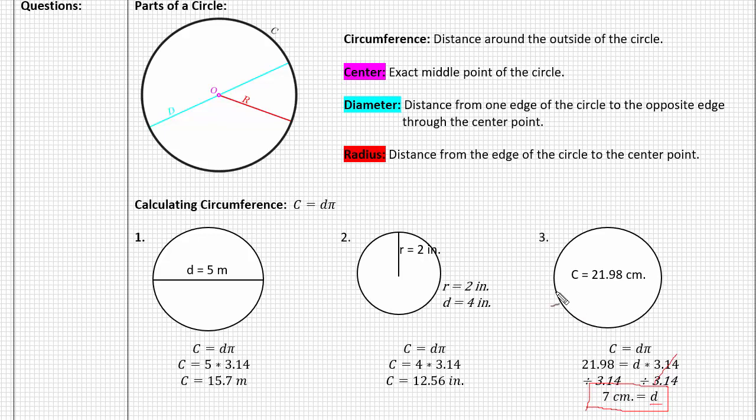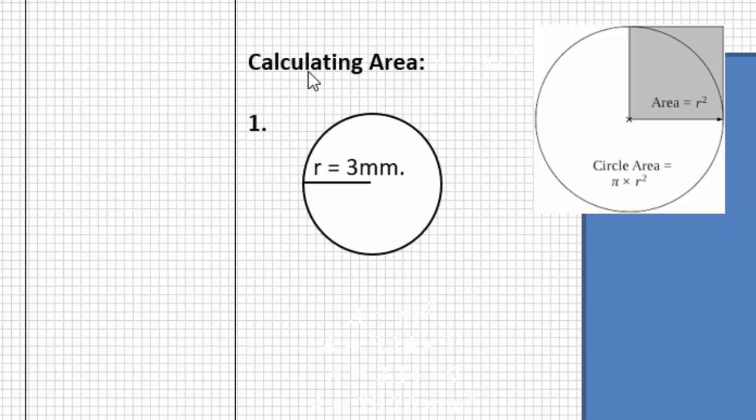That means from one edge to the other edge of the circle, using a straight line through the center point, that measurement would be 7 centimeters. Let's try calculating the area of a circle. With calculating the area of the circle, we're always trying to figure out how many squares fit inside, or cover the inside area of the circle.